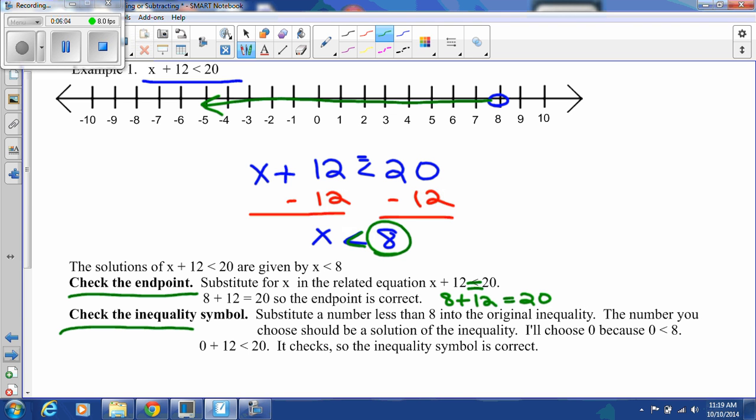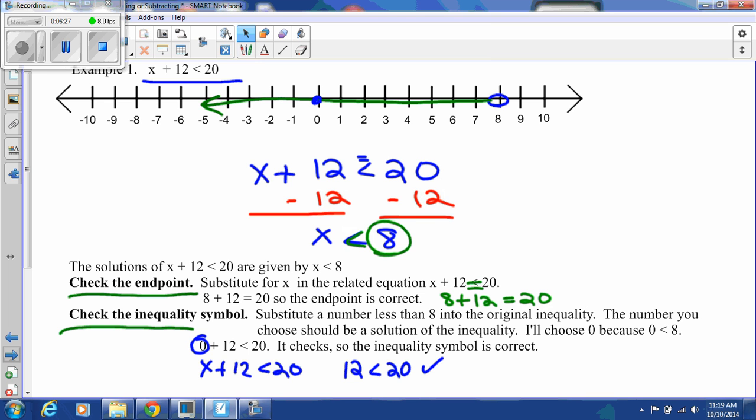To check the inequality symbol, pick a number on the number line that's less than 8. For example, 0 is less than 8. Put that in your original inequality, x plus 12 less than 20. So if you put 0 in, you get the resulting inequality: 12 is less than 20, which is still true. So my inequality symbol is correct and it's shaded in the correct direction.